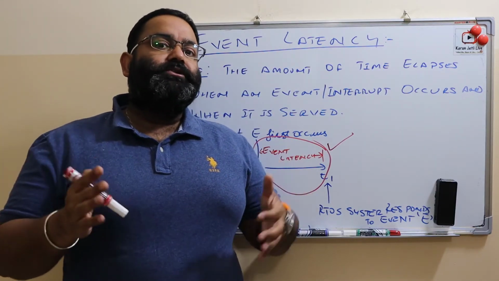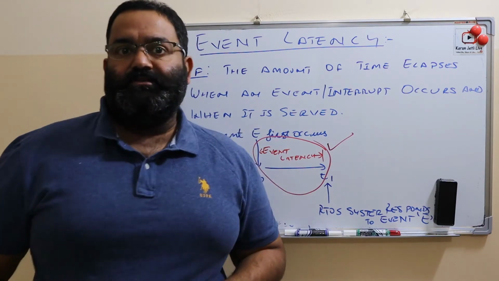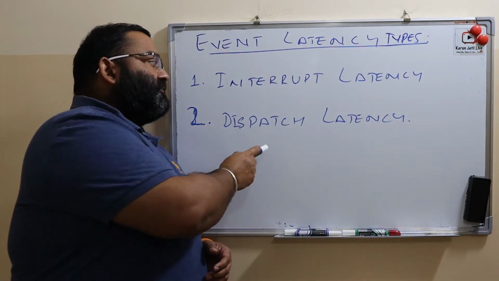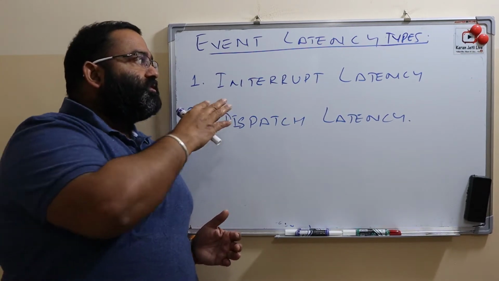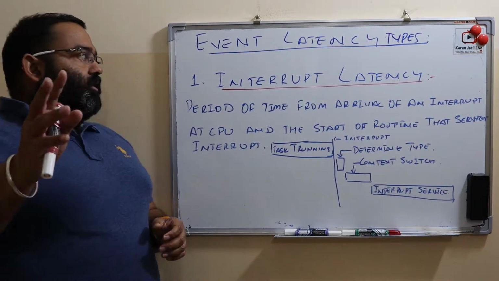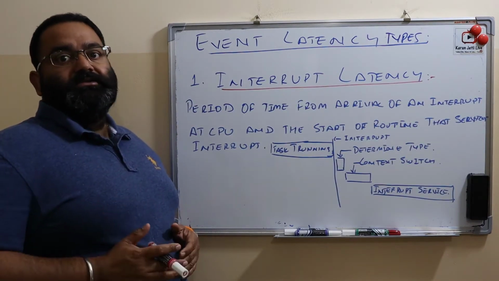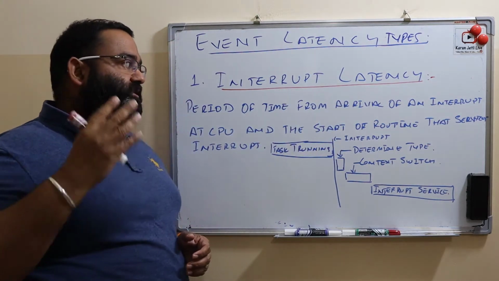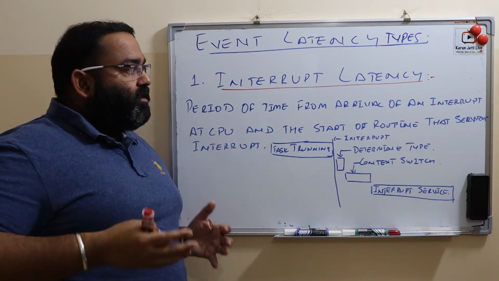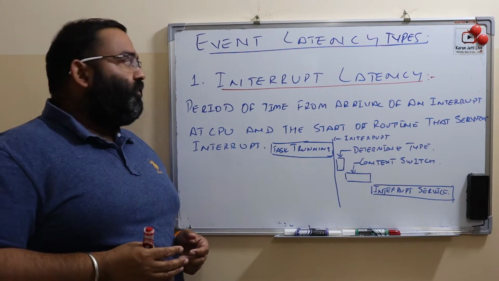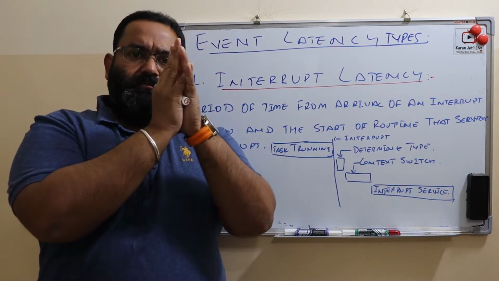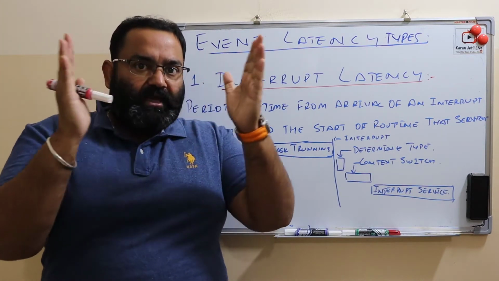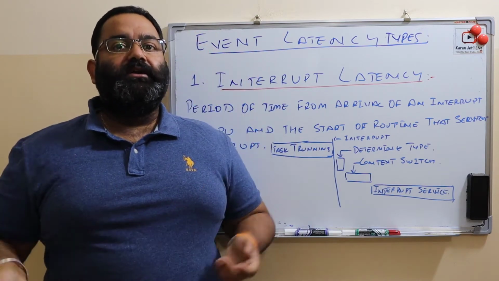Now we are going to discuss the types of event latencies. These event latencies are of two types: one is interrupt latency and the other is dispatch latency. We will discuss them one by one. The first is interrupt latency. What is interrupt latency? It is the period of time from the arrival of an interrupt at the CPU to the start of the routine that services that interrupt. At what time the interrupt came, and at what time the CPU started servicing it. The time gap between that is called interrupt latency.